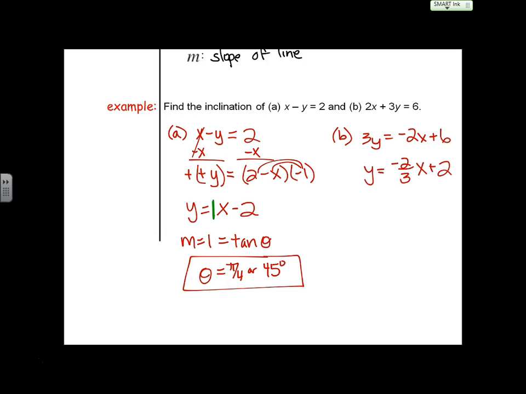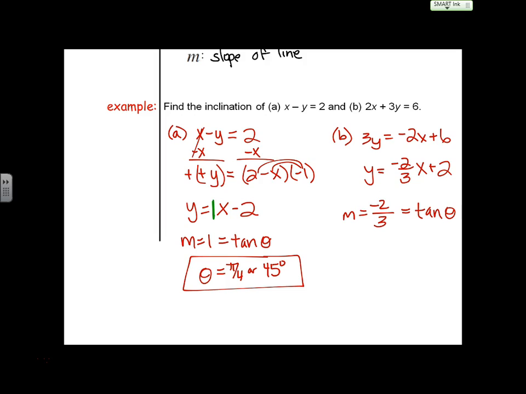Do you guys at least move it correctly though? Check it. Subtract the 2x, divide everything by 3. 6 divided by 3 is 2. You have to divide every piece by 3. So m equals 2, negative 2/3, I apologize.